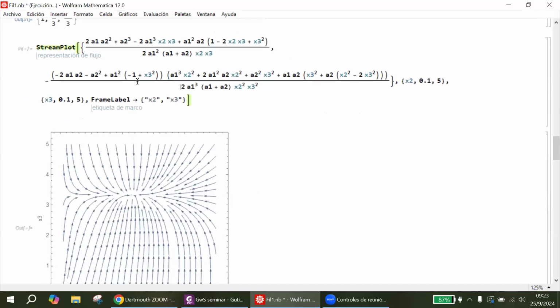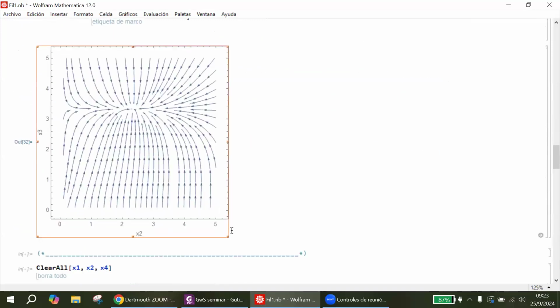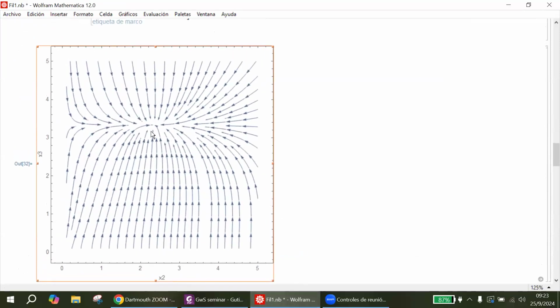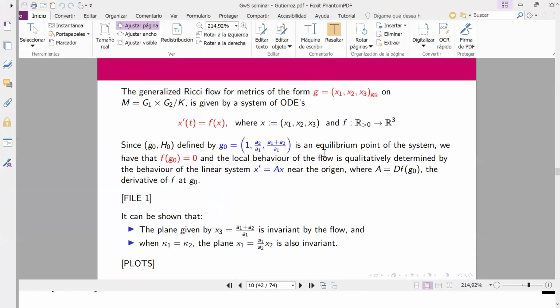And the plot is similar. This point is the Bismuth-Ricci flat metric, and in this plane also, all the flow is going there. It seems to be an attractor of the flow. So that's what we proved.